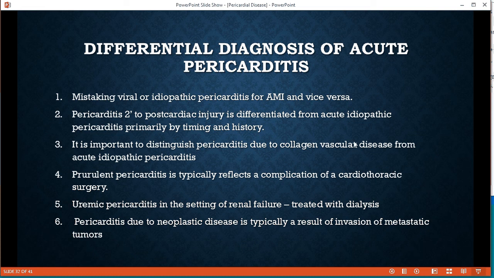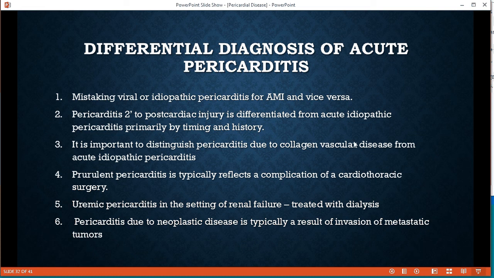Remember I said that acute idiopathic is sort of your diagnosis of exclusion. So you want to rule out these other causes, because if there's a particular cause or etiology causing the pericarditis, you need to treat that underlying etiology. Okay, so that's why it's really important to use acute idiopathic as your last resort.